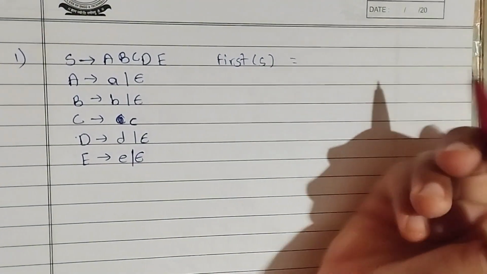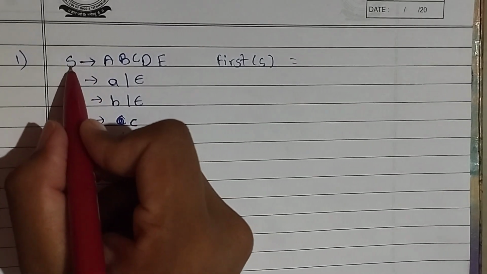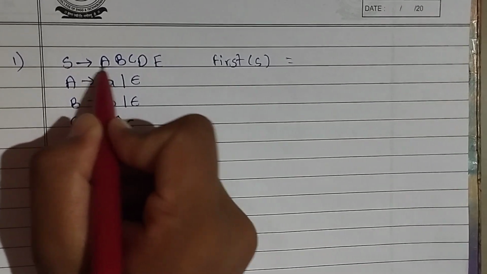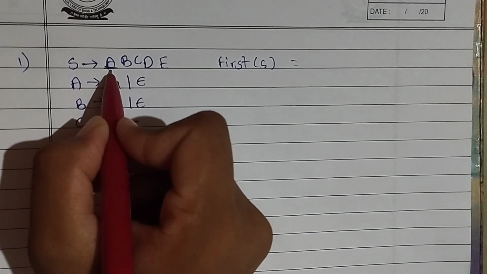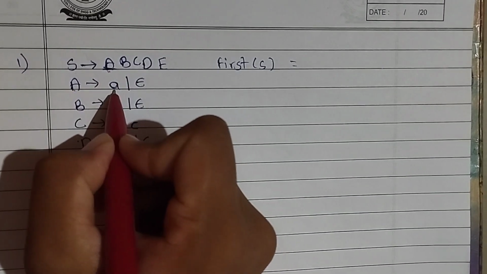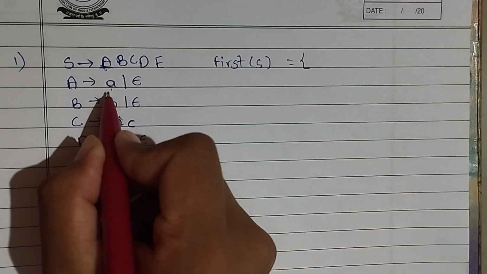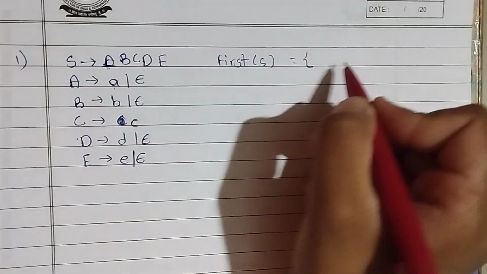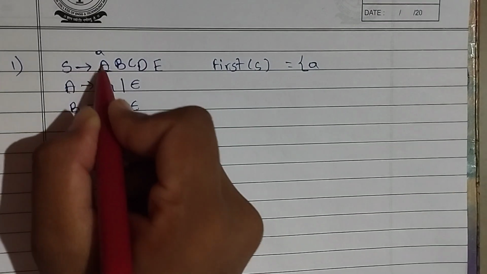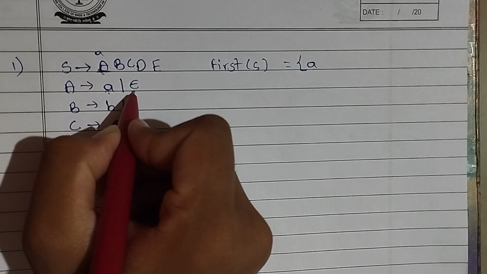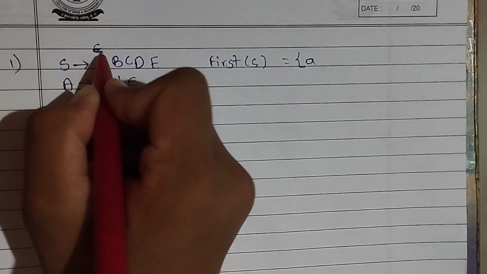So first of S. What is the starting of S? S reads first A, and A is a non-terminal, a capital letter, which again reads small a. So the first of S is a. Here we consider first A, then the first of S is a. And here null is also present.